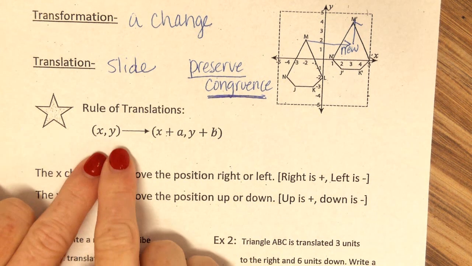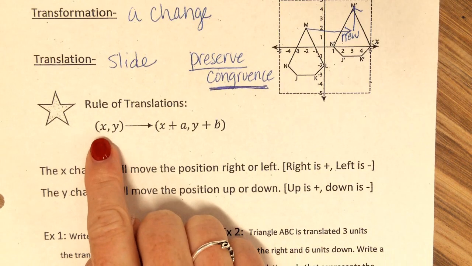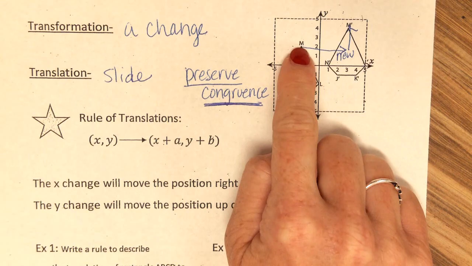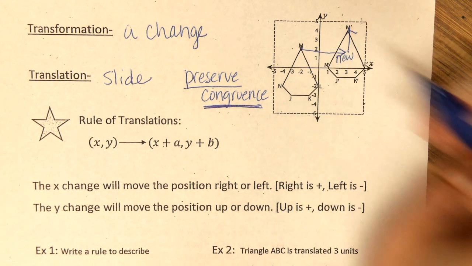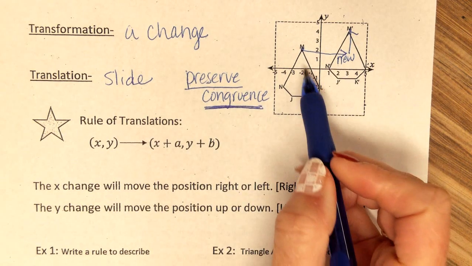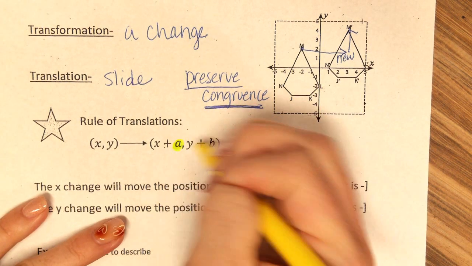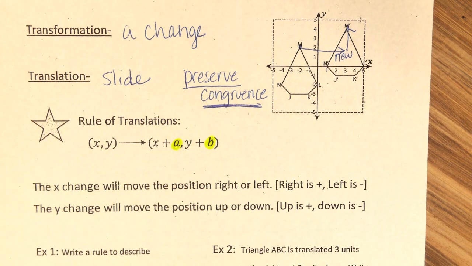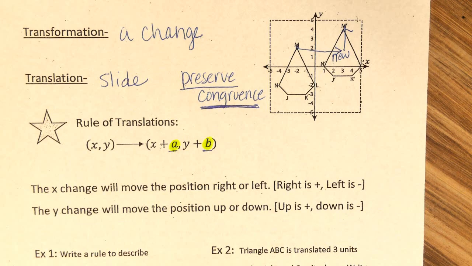Now, the rule is written like this. Everybody look. Take your x and your y. So like this, our x and our y. See it right here? Does everybody see point M? That's an x and a y. Do y'all agree? You take it and you add something to the x and you add something to the y. Your job is to fill in those numbers by how far you moved right or left and up and down.